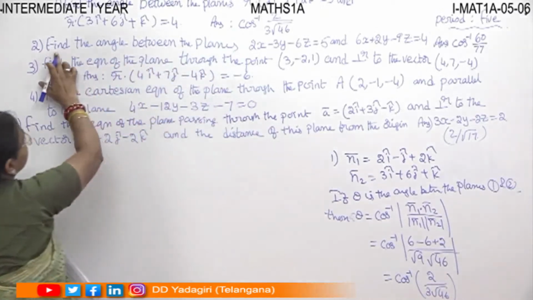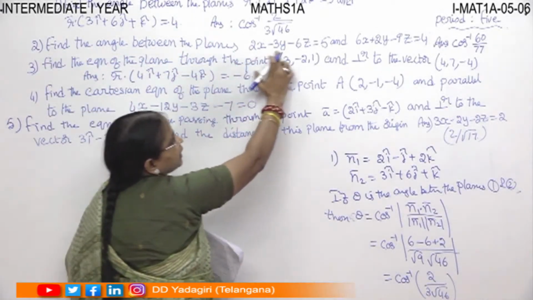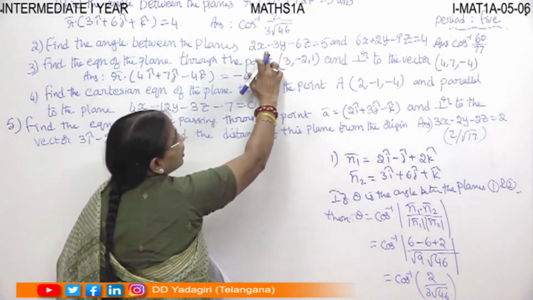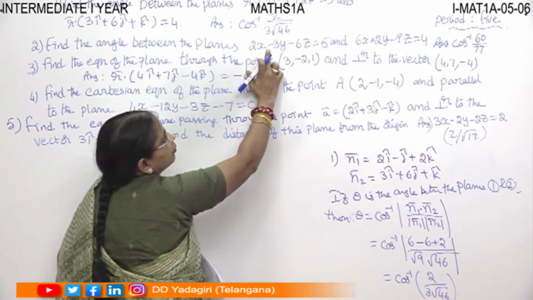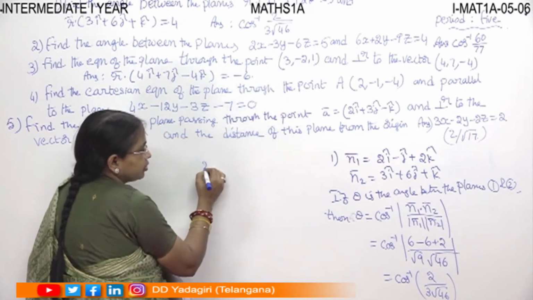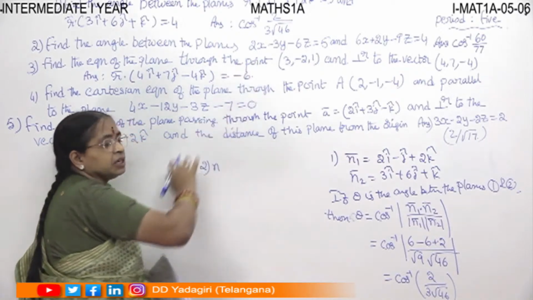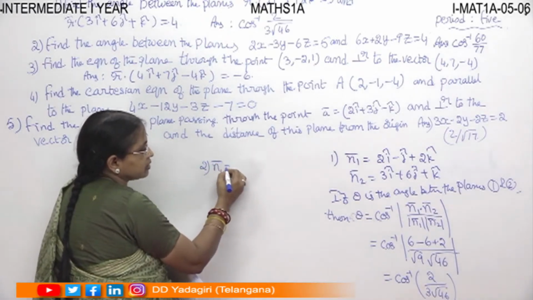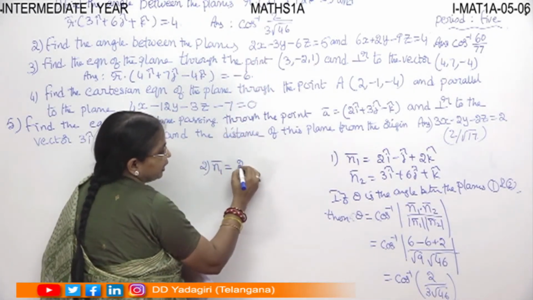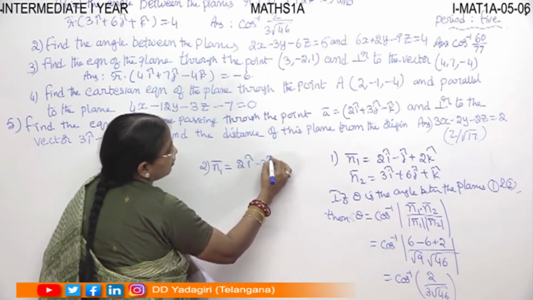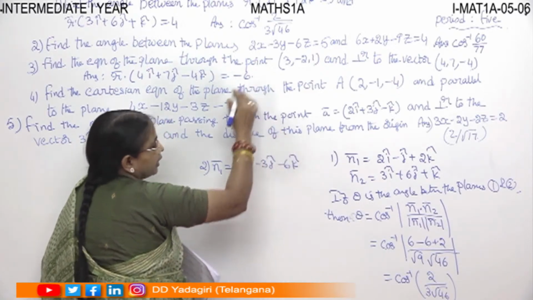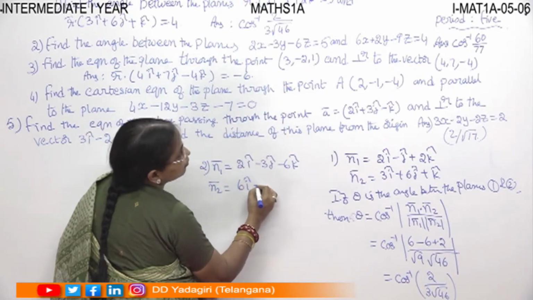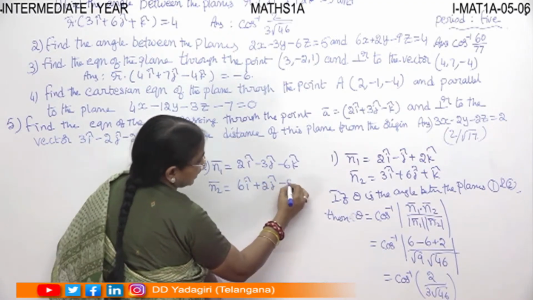Now in the second problem, find the angle between the planes. The planes are given in the Cartesian form. So here what are n1? n1 is 2, minus 3, minus 6, like that. Because the equations are given in the Cartesian form, you will find n1 values like this. n1 will be 2i minus 3j minus 6k. And then n2 is 6i plus 2j minus 9k.